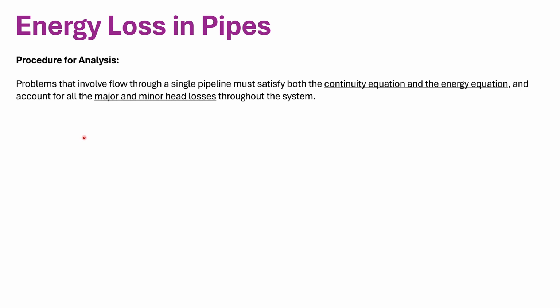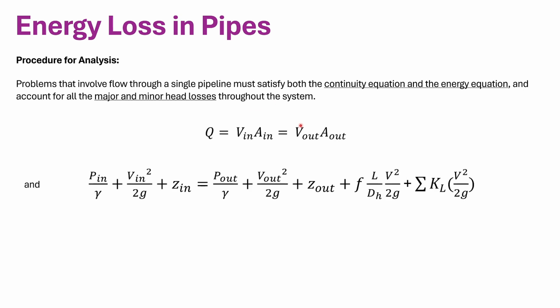So let's see what the procedure of analysis is. Problems that involve flow through a single pipeline must satisfy both the continuity equation and the energy equation, and account for all the major and minor head losses throughout the system. So we need these two formulas. This is the continuity equation, and this is the complete form of Bernoulli's equation that has major loss and also some minor losses involved in it.